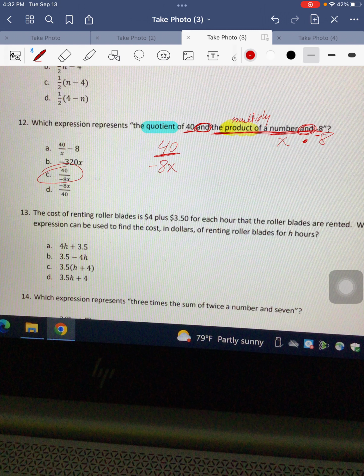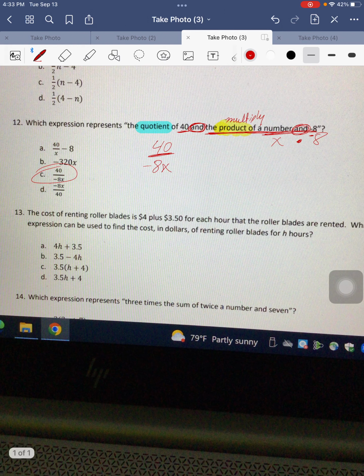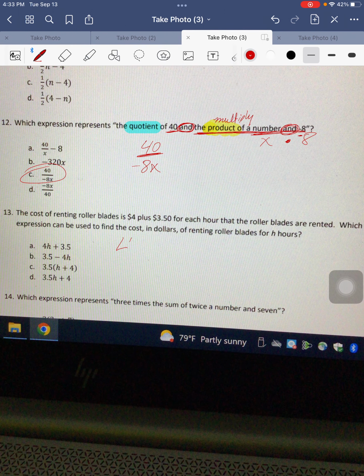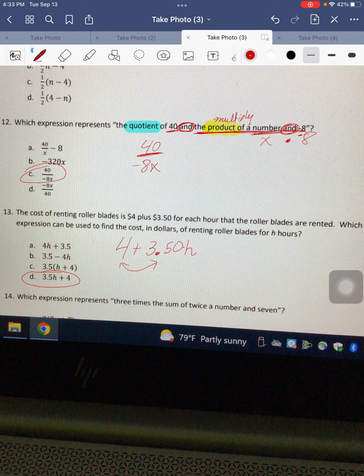All right, number 13, cost of renting rollerblades is $4, so that's your flat fee. So it's going to be $4 and $3.50 for each hour that rollerblades are rented. So you should have $4, that's one fee. And then the thing that's changing is the $3.50 for each hour. So it's times h, which will be D. You can switch these around, by the commutative property of addition.